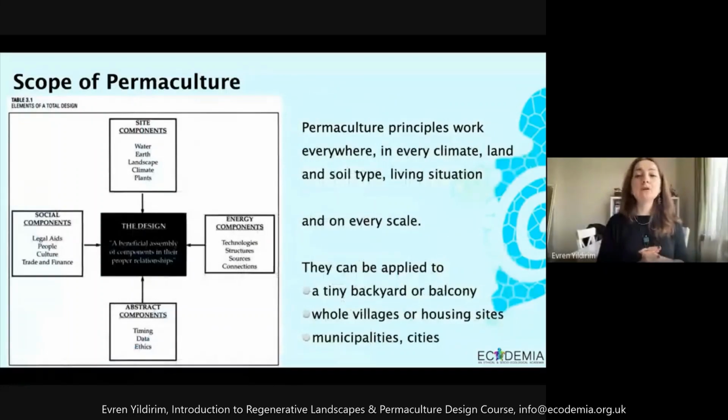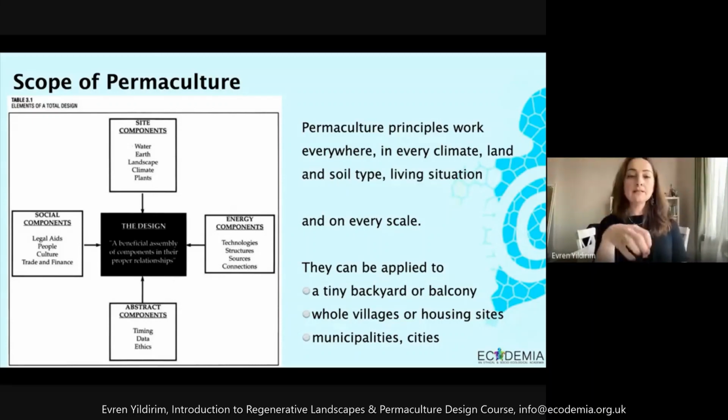The scope of permaculture is wide, and I think that's the beauty of it. Its principles work everywhere, in every climate, in every soil type, and they work at every scale. You can apply them to a village, to a city, or to a tiny backyard or a tiny balcony. You can apply them at every scale.